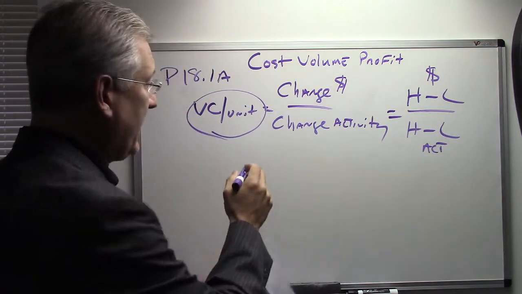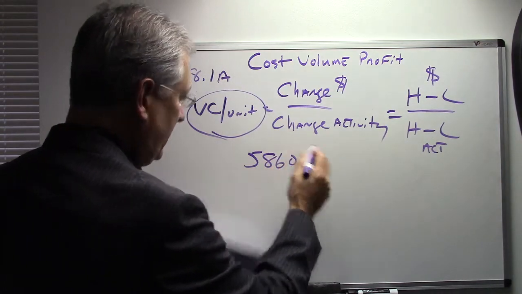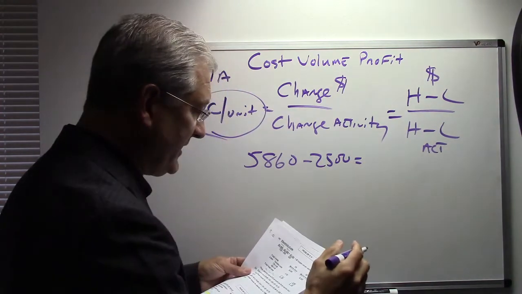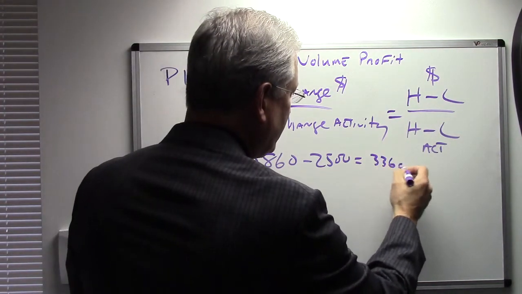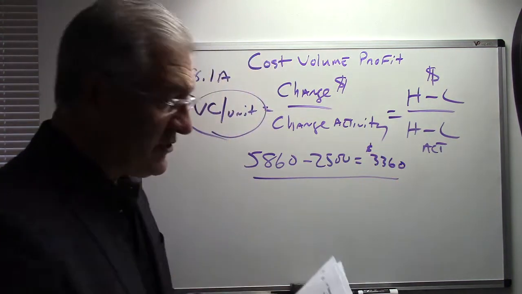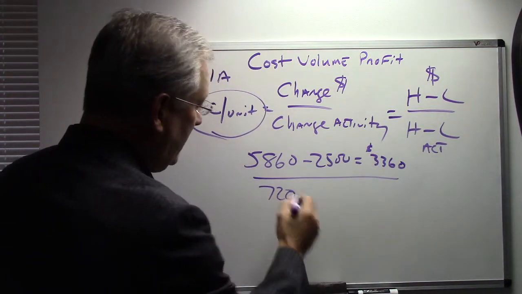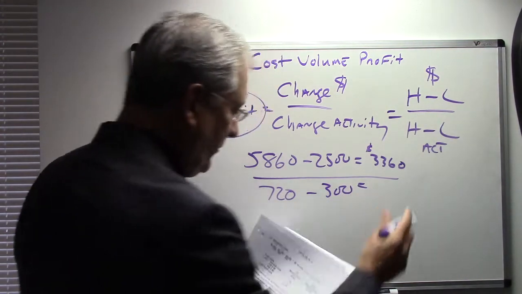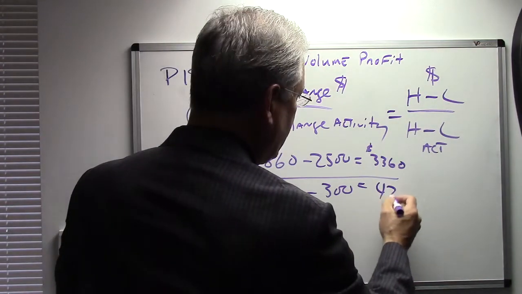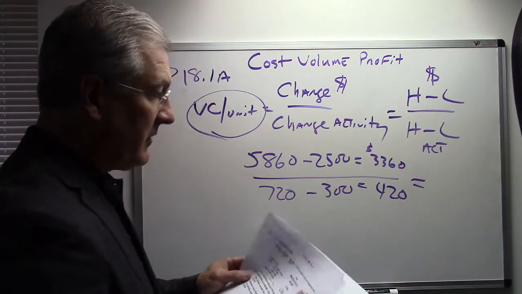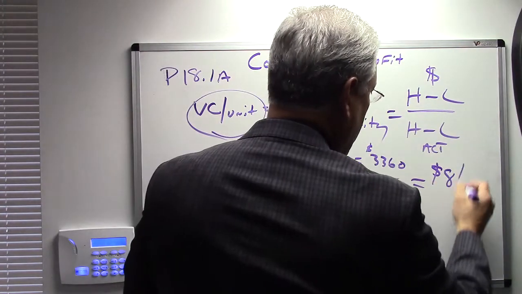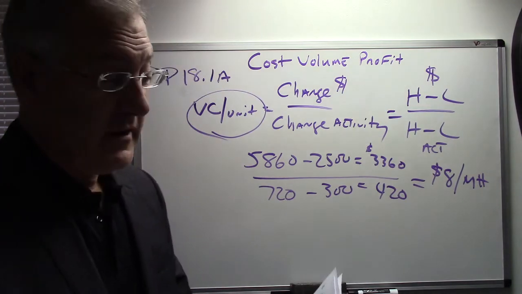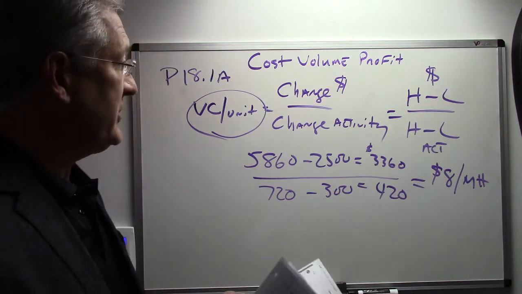So the high dollars is $5,860. The low dollars is $2,500. So the change is $3,360. We're going to divide that by the change in activity. The high activity is 720 machine hours. The low is 300. So we have a change of 420. That's going to equal $8 per machine hour. The variable cost is $8 per machine hour.